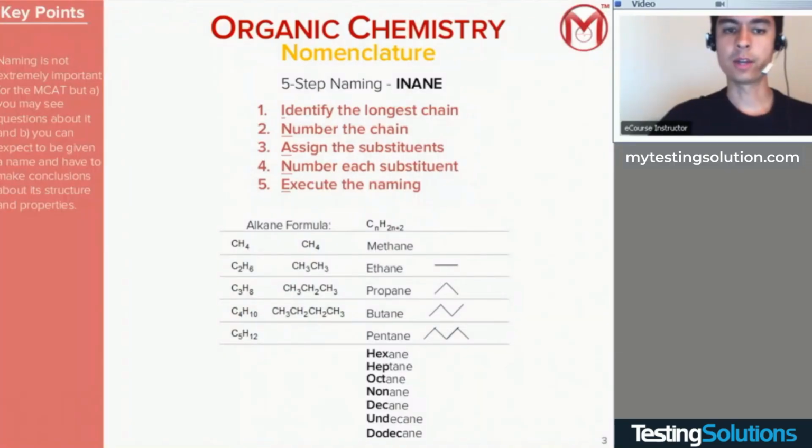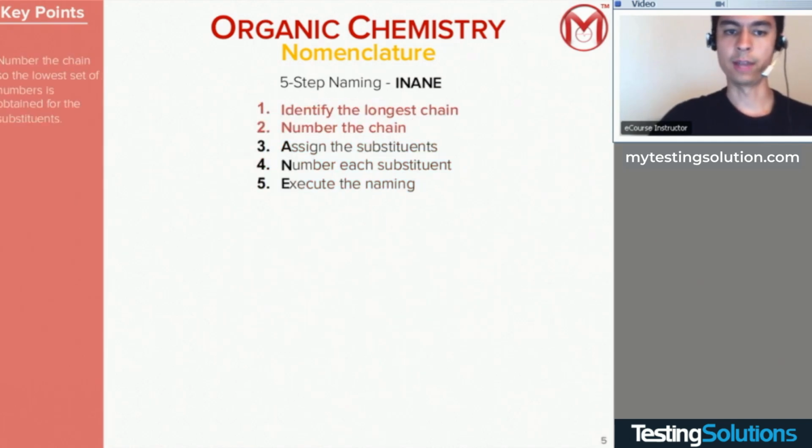Now again, they're not going to give you anything that's incredibly complex, so you don't have to worry about seeing very, very large, obscure structures. But in general, you should be comfortable understanding this process. So we have a 5-step process here. We call it INAME. First, we identify the longest chain. We then number that chain. We will assign names to the substituent groups, number each one, and then execute the naming.